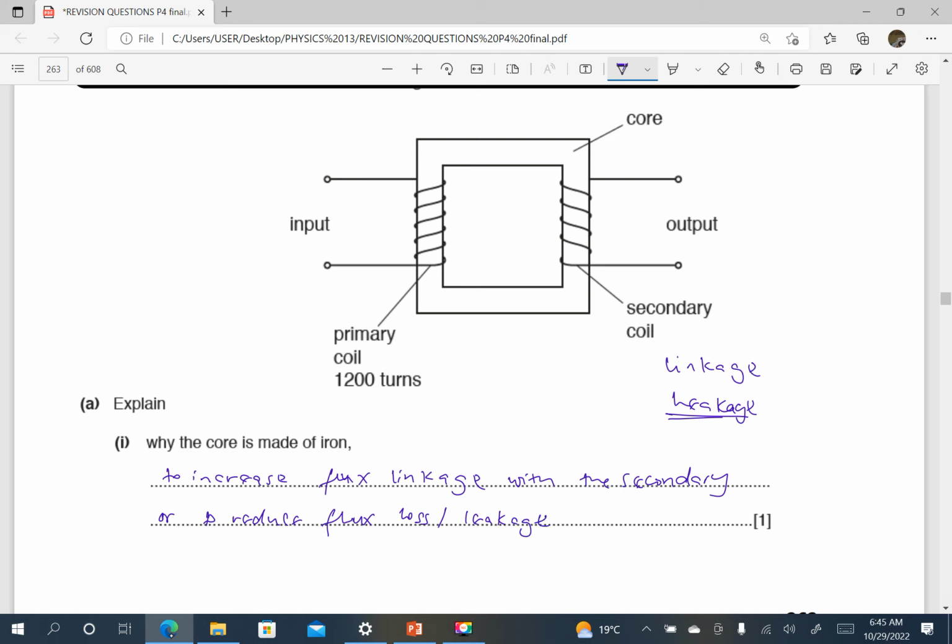So iron concentrates the magnetic flux linkage. So instead of saying to increase, you can say to concentrate. To concentrate the flux linkage with the secondary coil, that is the purpose of the iron, or to reduce flux loss, or to reduce flux leakage. That is the purpose of the soft iron. Okay.